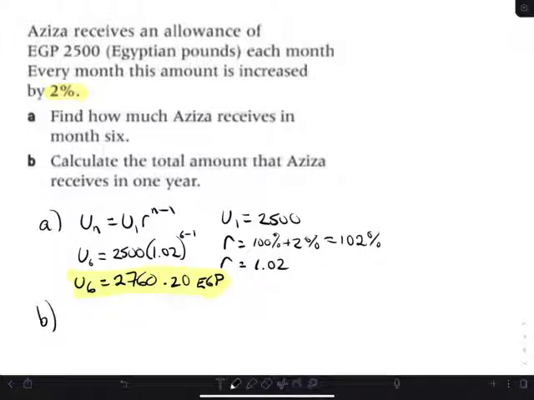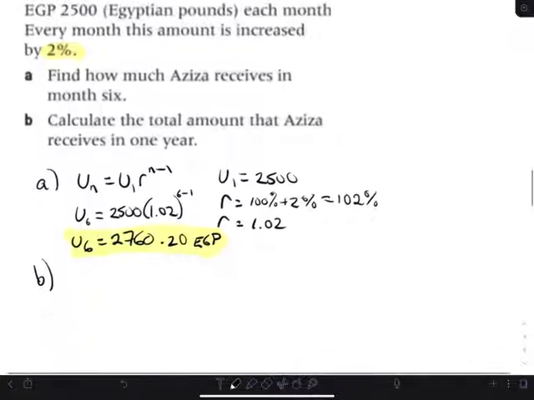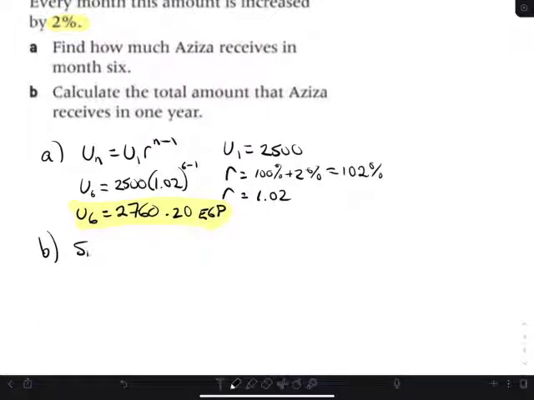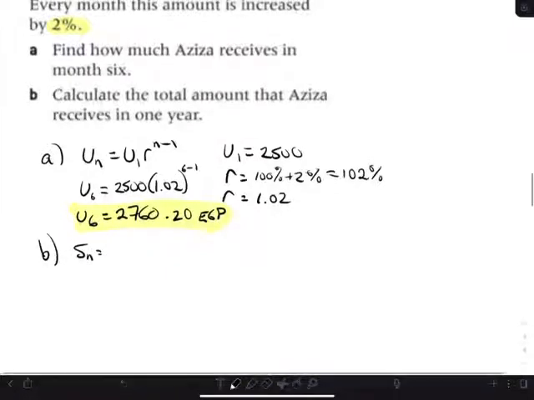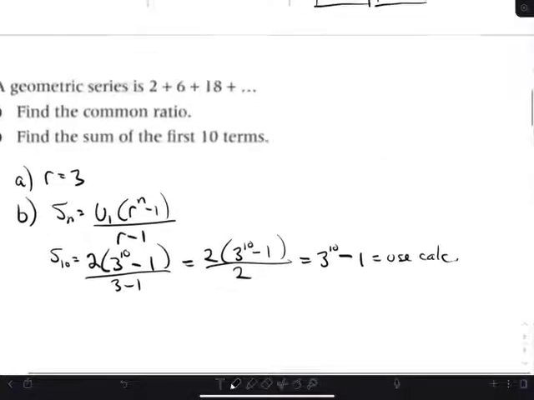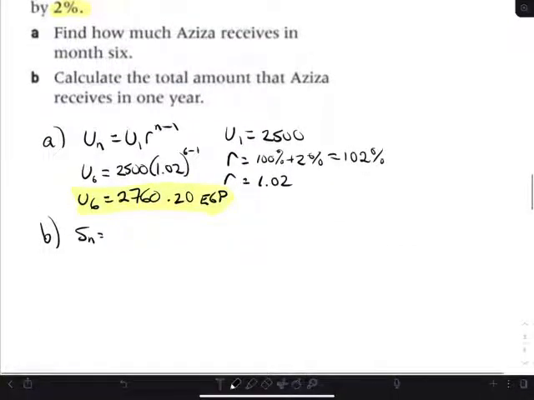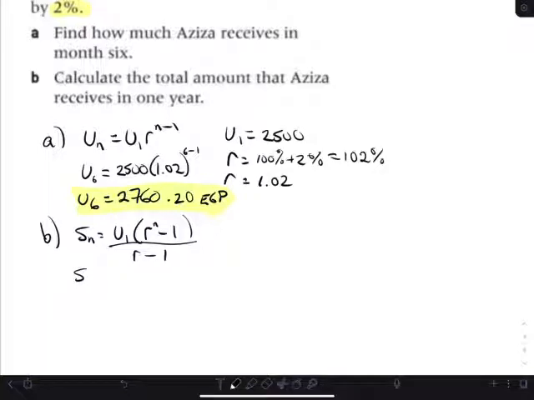B, calculate the total amount that Aziza receives in 1 year. Ah, now that is a sum. So now I have to switch formula. We're talking about this one now. You probably haven't memorized it yet, so remember, formula booklet. There it is. Okay, so just copy that out. U1, and r is bigger than 1, so I'll use the usual one: r to the n minus 1 over r minus 1. I want it after 1 year, so that's 12 months. And this is the original amount, times 1.02 to the 12 minus 1, divided by 1.02 minus 1.